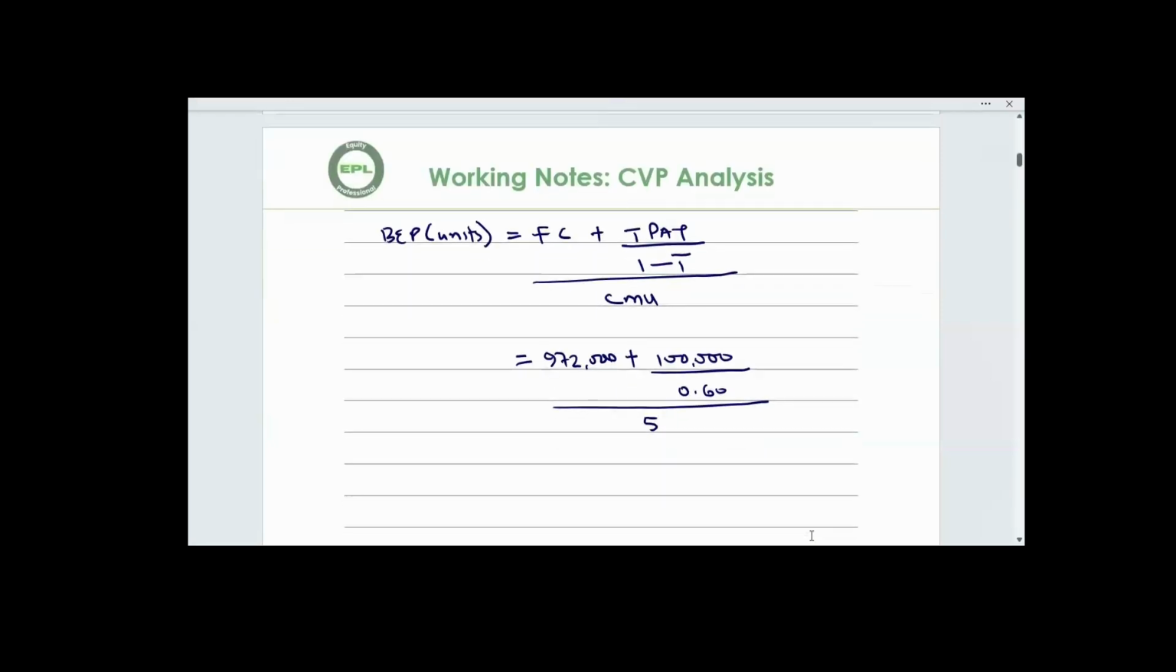Final answer. I carry my calculator to say 100,000 naira divided by 0.6, plus 972,000 naira, divided by 5. That's 227,733. So 227,733 units. That's that. Okay. Next item.